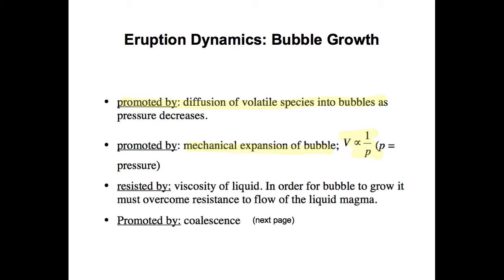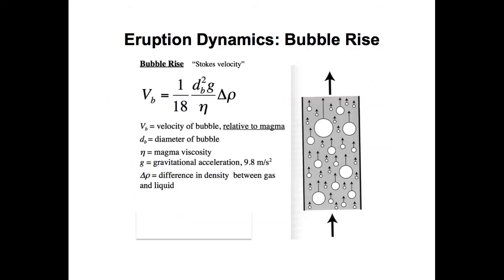The growth of the bubbles is resisted by the viscosity of the liquid. In order for the bubble to expand, the liquid has to move out of the way. And for very, very viscous lavas or magmas like rhyolite, it's hard for the bubbles to expand against the high viscosity of the fluid. And the last factor here is coalescence. Bubbles can actually bump into one another and then coalesce. So here we have in this figure on the right-hand side, we have bubbles of different sizes. We have large bubbles and small bubbles.